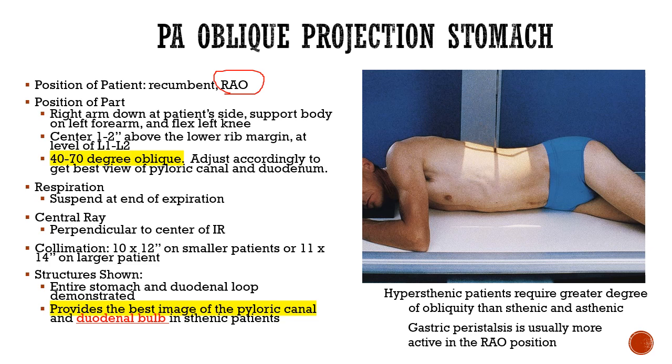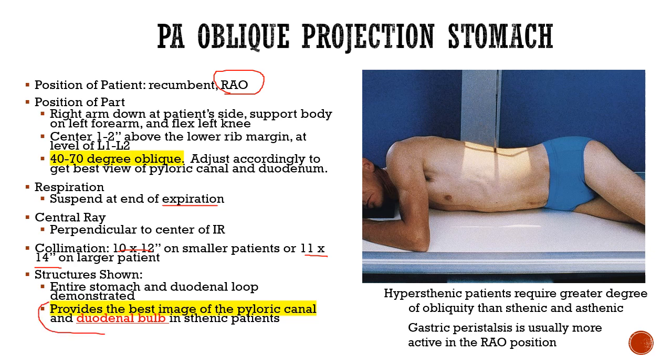So for example, the hypersthenic patient requires more obliquity than the sthenic or the asthenic. So 40 would be more for the asthenic, 70 would be more for the hypersthenic. We want to suspend at the end of expiration, and we want to center perpendicular to the center of the image receptor. We want to use a 10 by 12 on a smaller field size for a smaller patient, or 11 by 14 for the larger patient. And we want the entire stomach and duodenal bulb loop demonstrated.